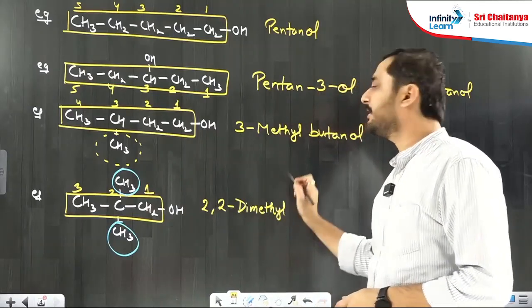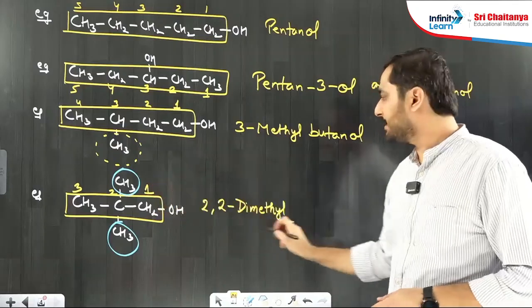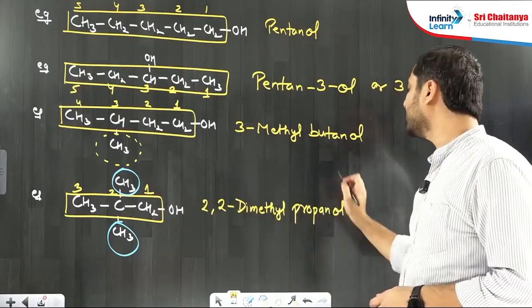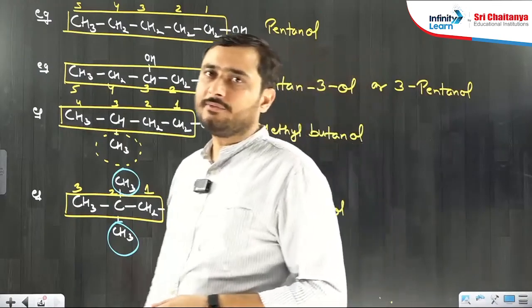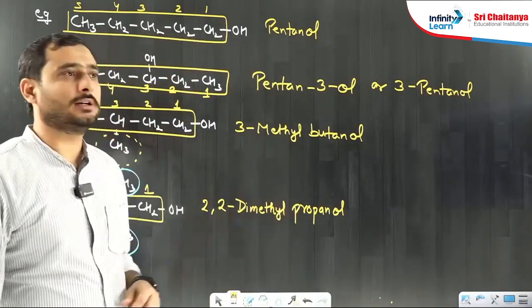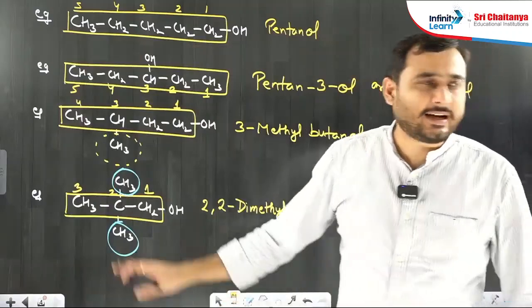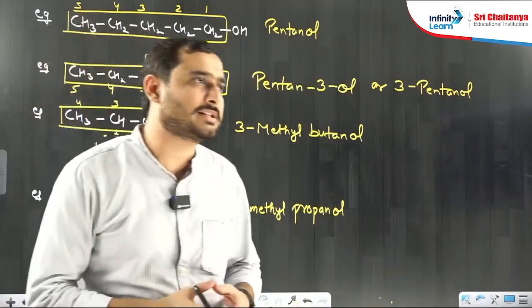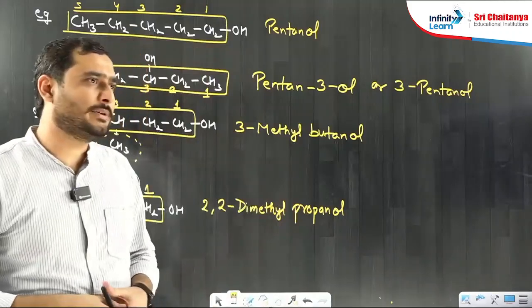Next is dimethyl. For 3 carbon atoms, what is the word root? Prop. For a single bond, ane, ends with ol. So what is the name of this compound? 2,2-dimethyl propanol. Now students, send a message. Any doubt in these examples of simple compounds where carbon-carbon single bonds are present? Do you understand all these examples?